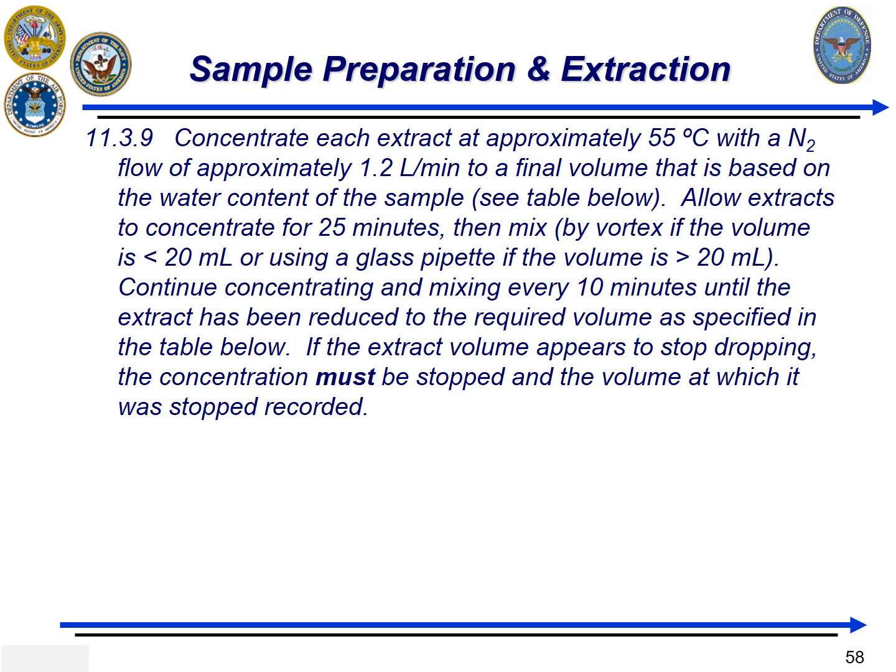Section 11.3.9 is talking about the concentration of each of the sample extracts and the volume at which you need to concentrate them down to. It states that if the extract volumes appear to stop dropping, the concentration must be stopped, and the volume at which it was stopped has to be recorded.